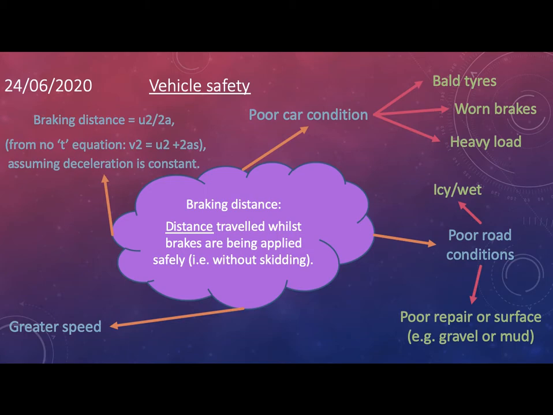Thinking Newton's second law, F equals ma, that a, the acceleration that we want to slow down, is caused by the braking force and is impacted by the mass. So if your car has got a bigger mass, it's going to take more force to slow it down. So if your car is overloaded, that will make a difference as well.